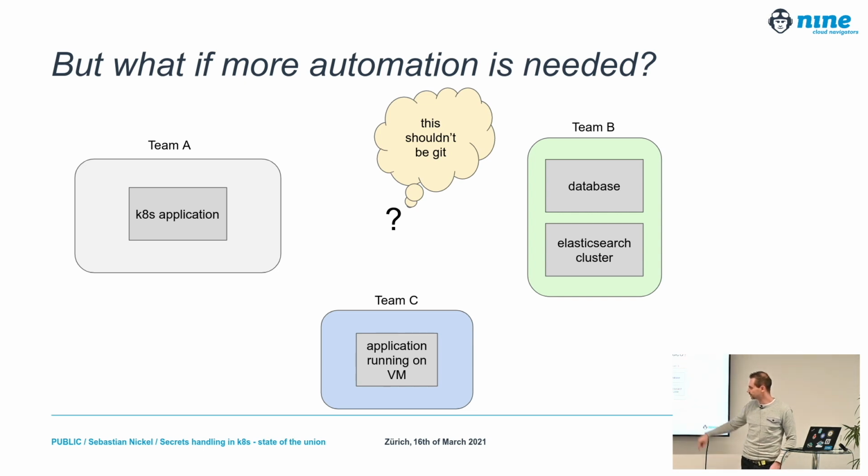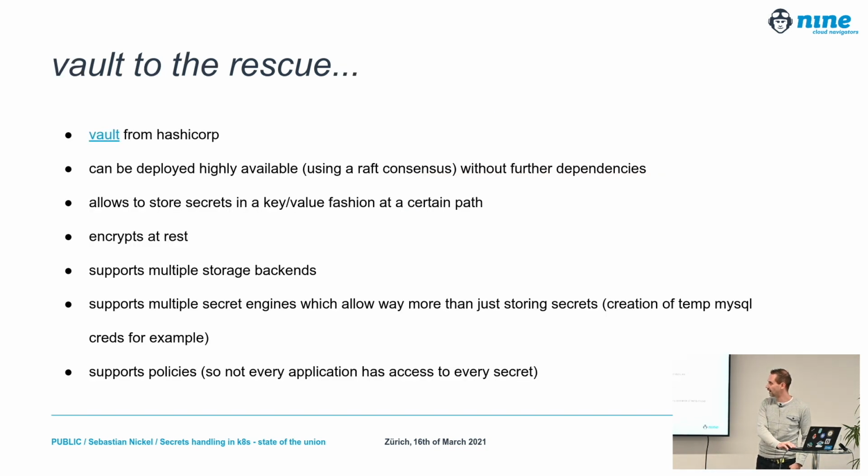And then there's another team which runs an application just on a VM and not on Kubernetes. So they might just need to exchange secrets, and there is a piece in the middle, which we'll reveal in a second, and I think that just shouldn't be Git, right? We need some communication between the teams for the secrets.